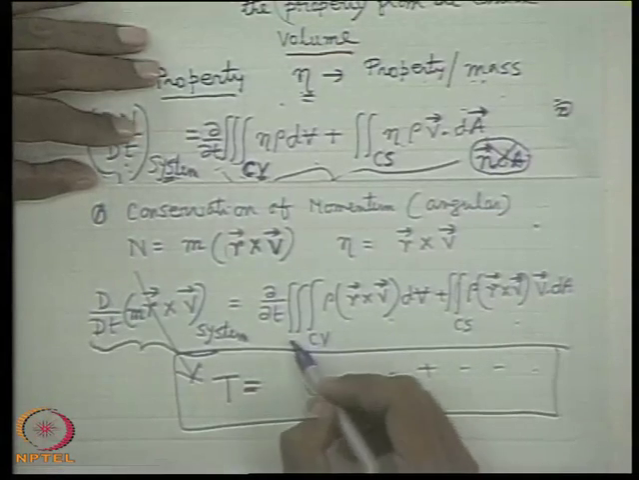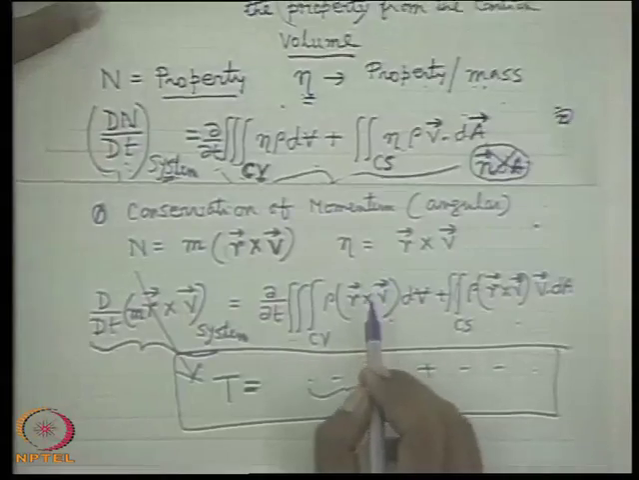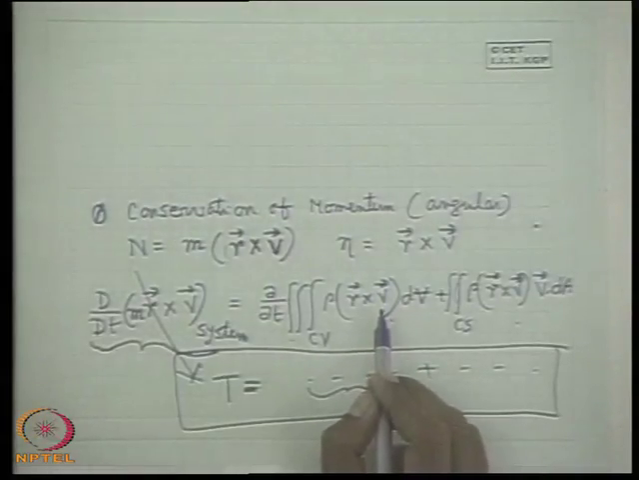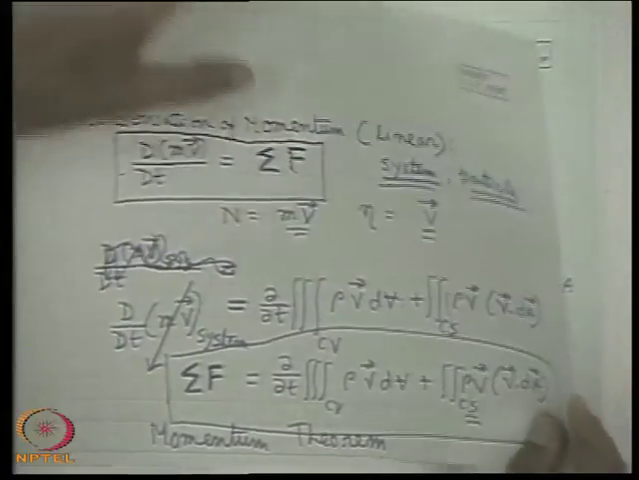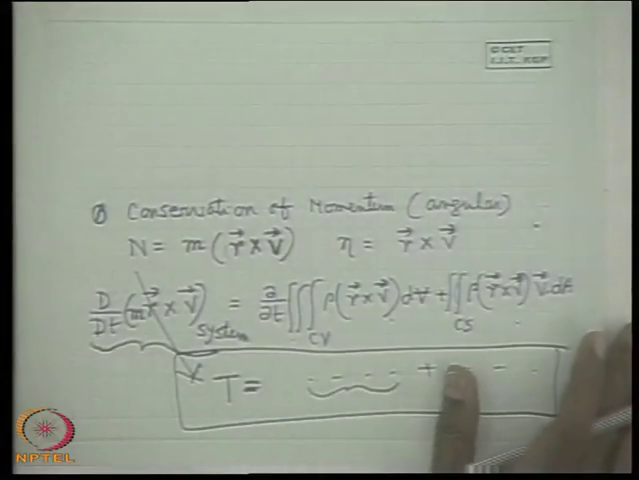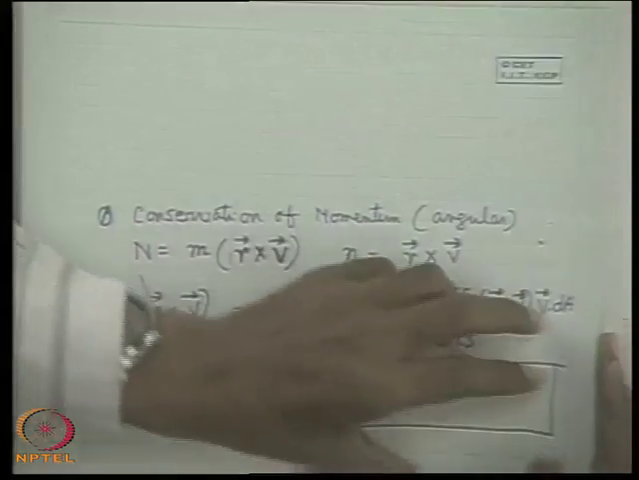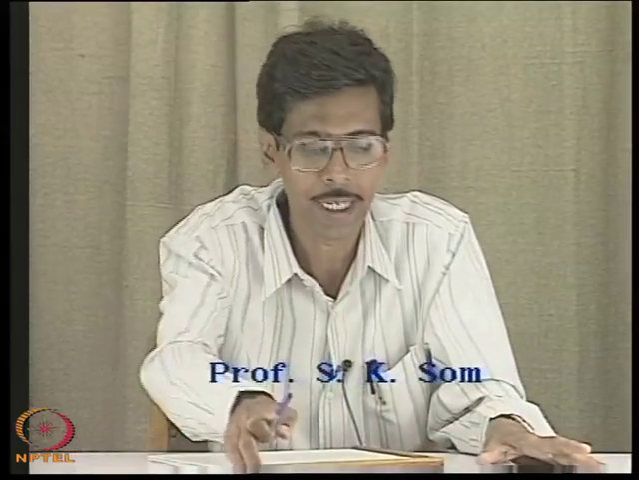And obviously, for the steady case, this part will be 0. Similarly, for the steady case of conservation of linear momentum, this part will be 0. The first part will always be 0 for the steady state. These are very important theorems, the angular momentum theorem and the linear momentum theorem, which will be discussed in analyzing problems. Now I will come to the conservation of energy.